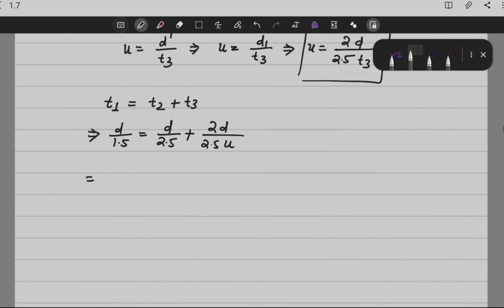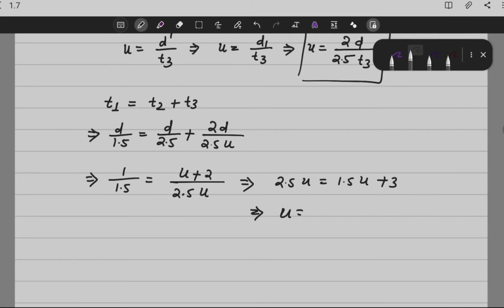Okay, D will get cancelled. So this will be 1.5 is equal to U plus 2 divided by 2.5 U, and then we can write 2.5 U is equal to 1.5 U plus 3, and then U is equal to 3 km per hour. I hope the procedure is clear.